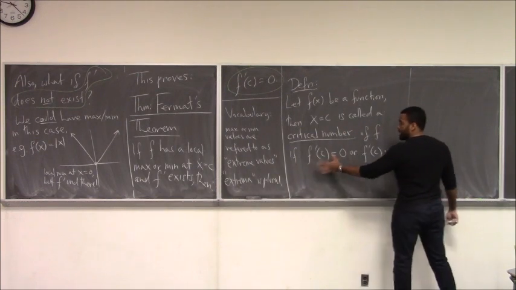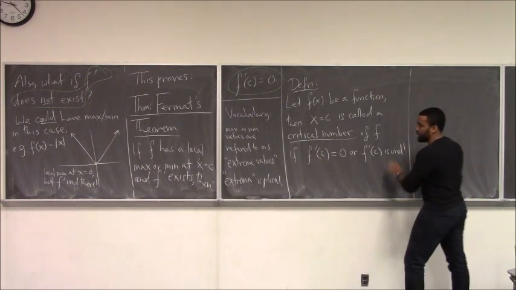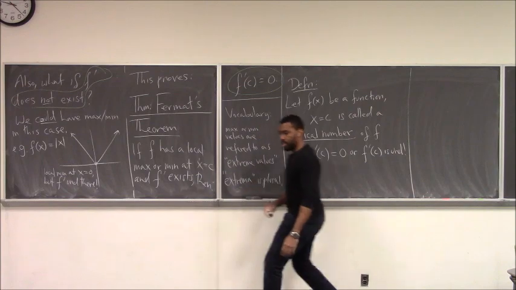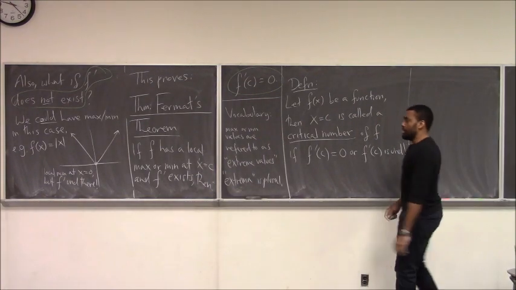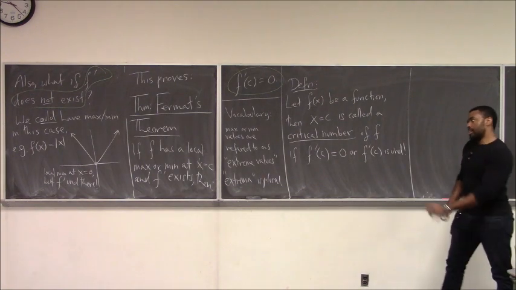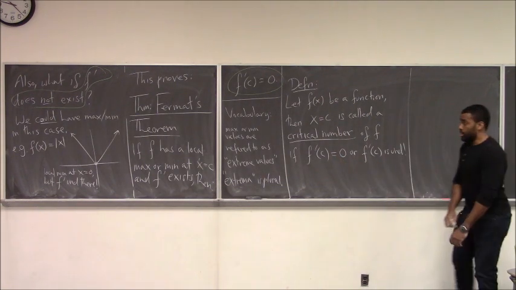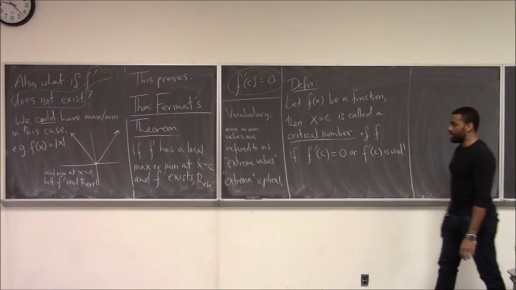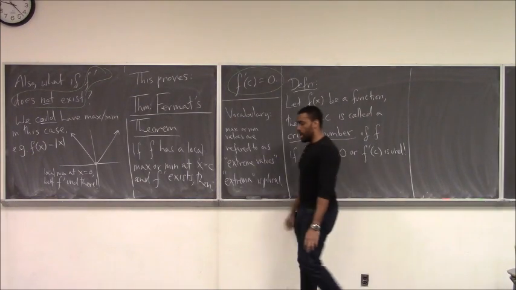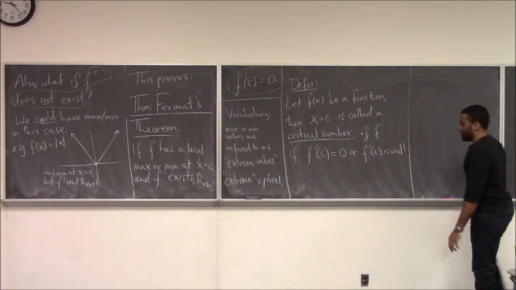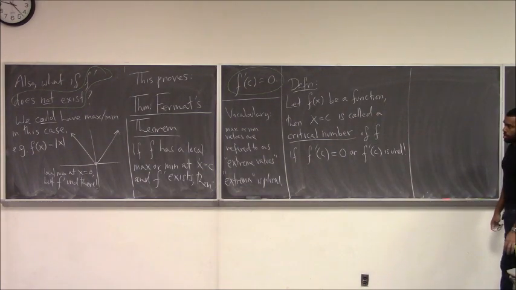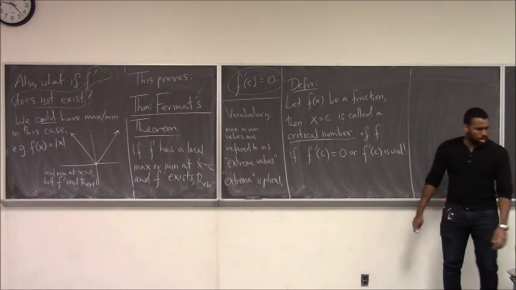So Fermat's theorem indicates that this is an important place to look, but examples like absolute value of x also indicate that these are important places to look. So if you're looking for a maximum or a minimum, you're going to check one of these two spots. You're essentially going to find the derivative, set it equal to 0, or find the derivative, figure out where it's undefined, and those are the points you're going to check if they're maximums or minimums.